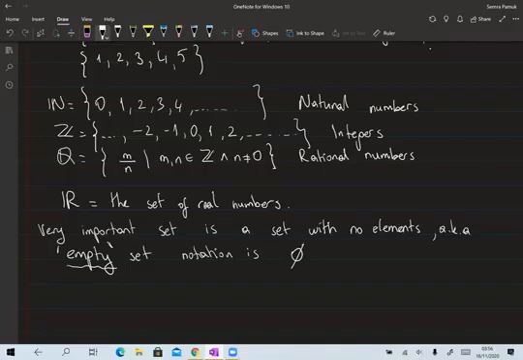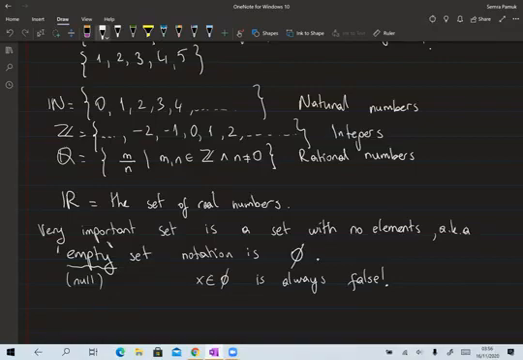this one. We will use that one for no elements. For example, the statement "X is an element of the empty set" is always false, because it doesn't have any element. Sometimes it's called the null set as well, if you see it in some writings.